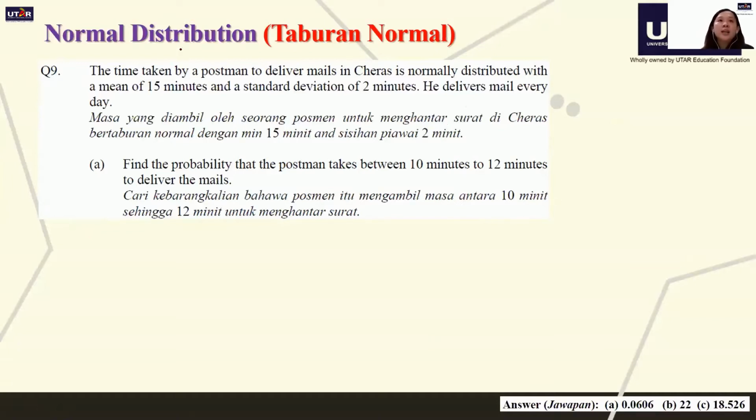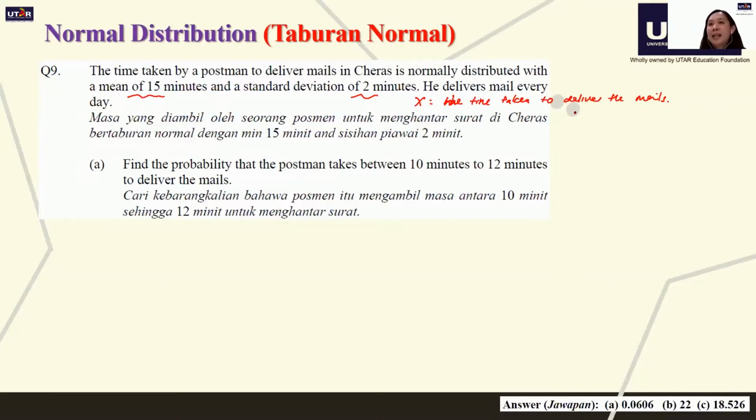For question 9, we have the time taken for a postman to deliver the mails in the Cheras area. The mean is 15, the standard deviation is 2. Again, we try to list out what is my X notation first. Let X be defined as the time taken by the postman to deliver the mail.